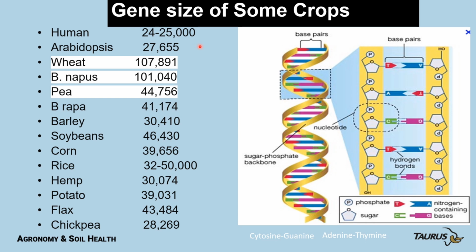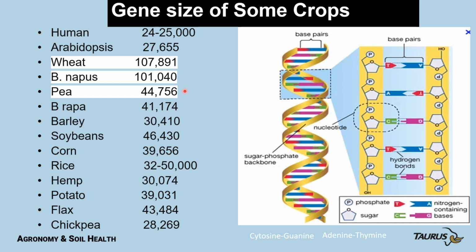There's sort of things that go on beyond just the initial translation and protein production, but we won't worry about that. But look at wheat, 107, almost 108. Wheat has a huge, huge genome of the entire wheat genome. Brassica, also a tremendous number of genes.